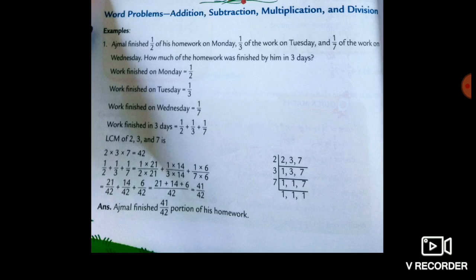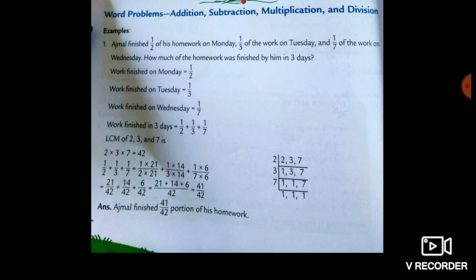Here you can see all the denominators are different, so they are not like fractions. Our question is an unlike fraction, so we go for the LCM. We find the LCM of 2, 3 and 7, and the LCM of 2, 3 and 7 is 42. So here we change all the denominators and convert them into 42.